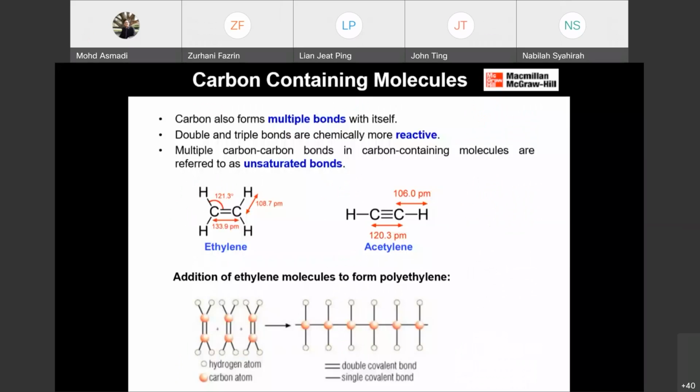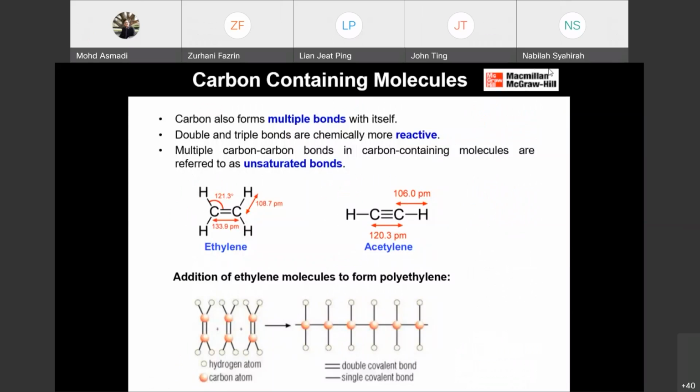Okay, so carbon containing molecules. Carbon also can form multiple bonds, usually pi bonds, double or triple, and more reactive. For example, aromatics, phenols, benzene. That is a double bond, but they have a resonant type.